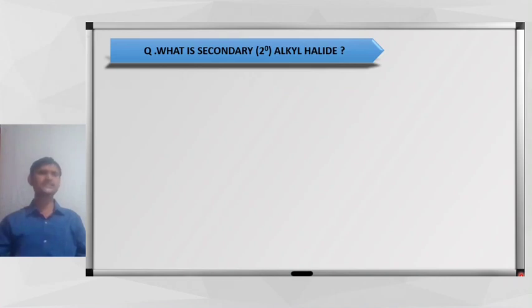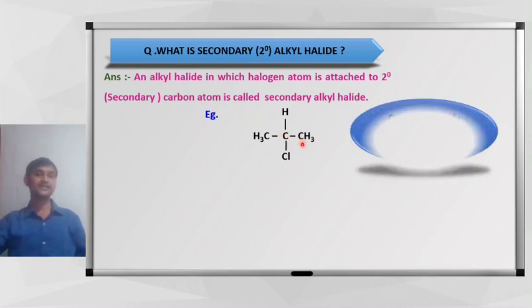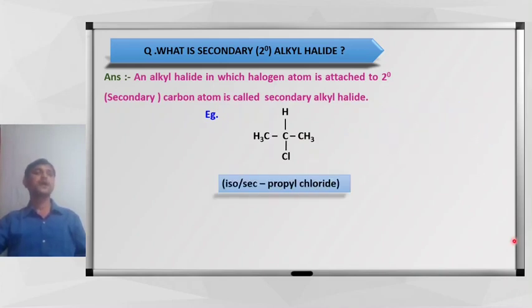Next one, what is a secondary alkyl halide? An alkyl halide in which the halogen atom is attached to a secondary carbon atom is called a secondary alkyl halide. Now see the example. This is the secondary alkyl halide. Why? Because this carbon atom is attached to two other carbons, this carbon and this carbon. So that's why this is the secondary alkyl halide. Guess the name of this particular organic compound. This is isopropyl or secondary propyl chloride, and the IUPAC name is 2-chloropropane.